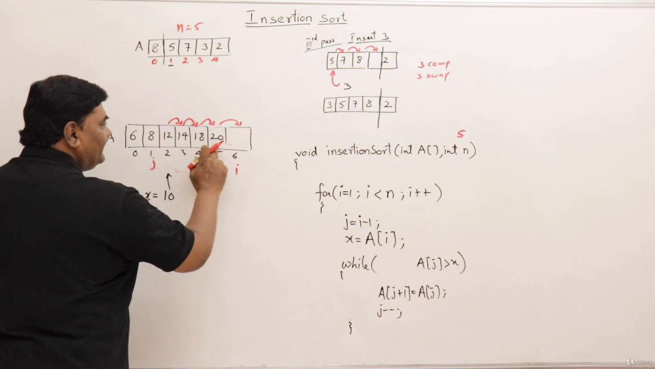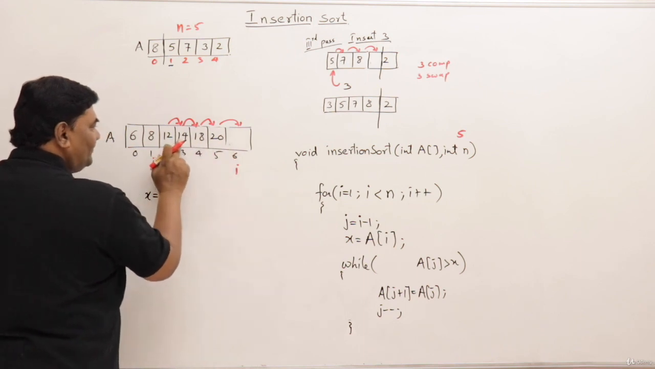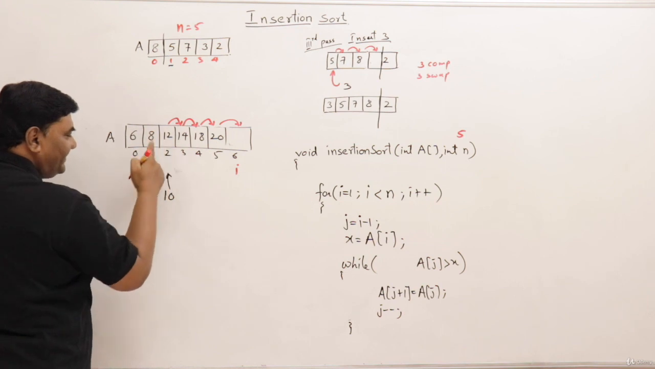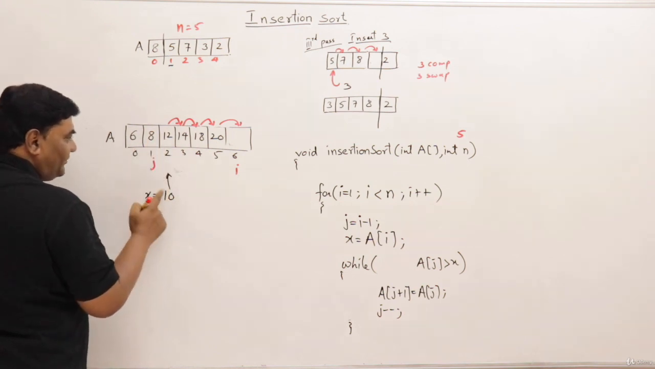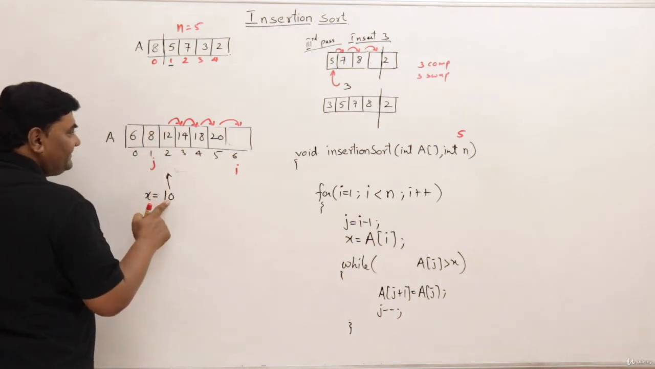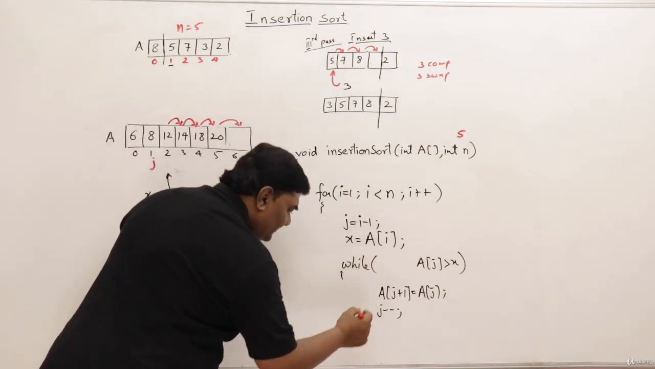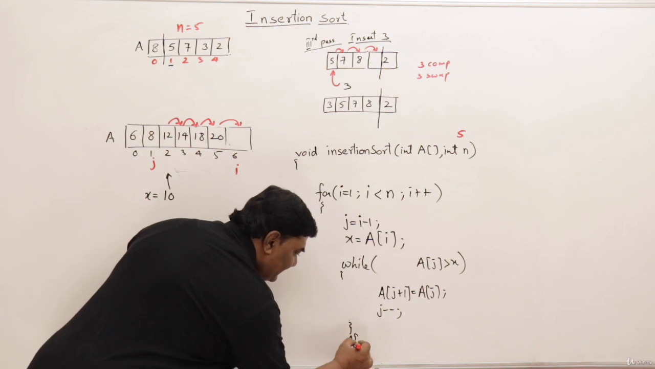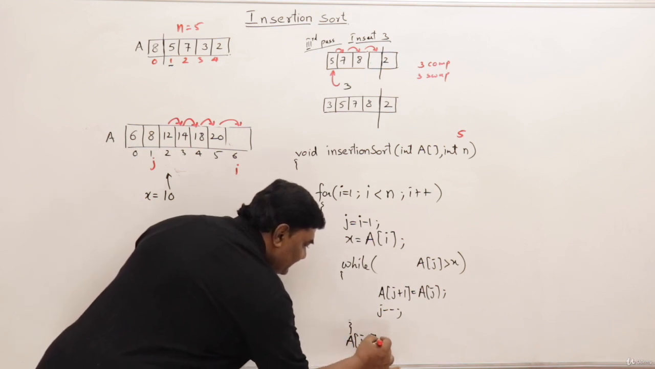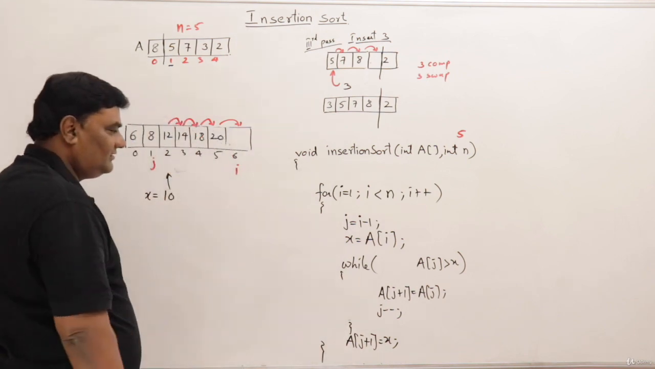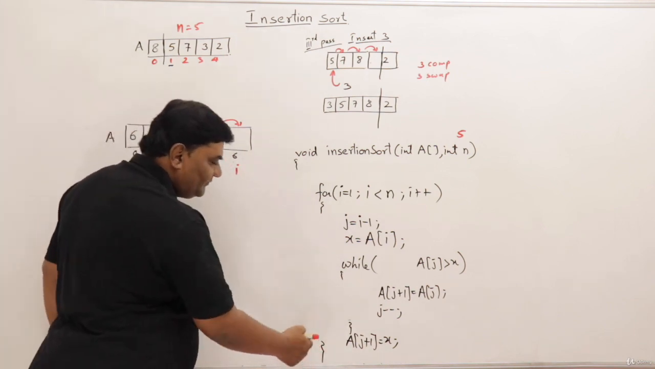And right now this 20 is moved, 18 is also moved, 14 is also moved, 12 is also moved. This place is free, right? This element we got is smaller. So this element 10 should be inserted at which place? j plus 1. Once you come out of this loop, the element should be inserted at j plus 1. j plus 1 assign x. That's all. I have stopped this loop also.